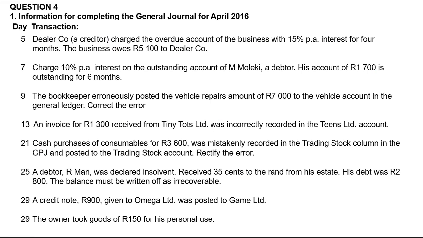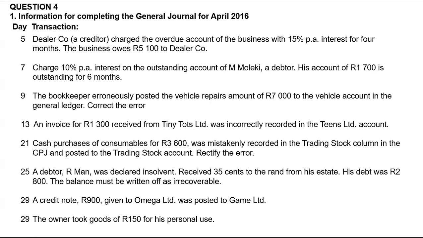On the 13th, an invoice for 1,300 received from Tiny Tots Limited was incorrectly recorded in Tins Limited account. In essence, we debited Tins Limited and credited sales, which is wrong. The only thing that is wrong there is the debit part, which is Tins Limited. So we are going to credit Tins Limited because, wait. They said we received an invoice. Oh no, we are not issuing an invoice.